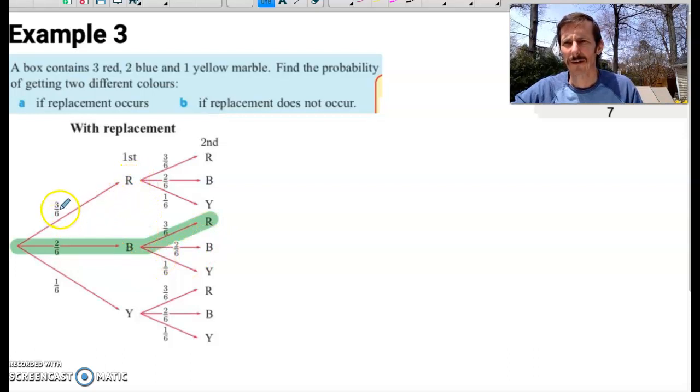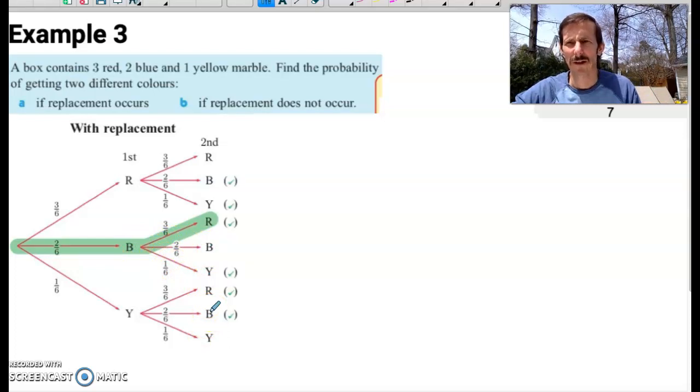Red, there are 3 out of 6. Blue, there are 2 out of 6. Yellow, there's 1 out of 6. And I want 2 different colors, so when I look at all my possible outcomes, this would be a red and a red, and that's not 2 different colors. This would be red and then a blue, red and a yellow, so these 2 would be different colors. Blue and red, 2 different colors. Blue and blue, not 2 different colors, so I wouldn't count that one. And blue and yellow, so you can kind of see the pattern going there.